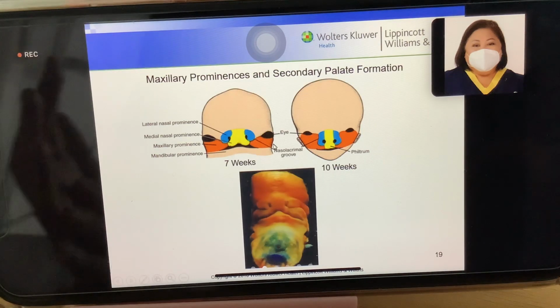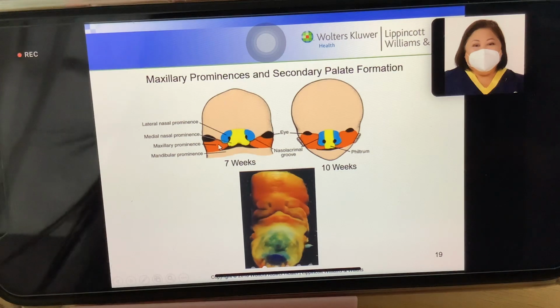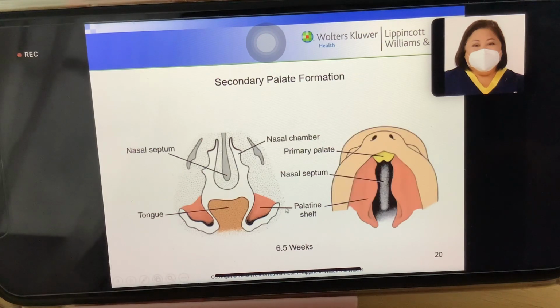Okay, so here we have the maxillary prominences and the secondary palate formation. In addition to forming the maxilla by fusion of the medial nasal prominences, the maxillary prominences extend into the oral cavity and will form the secondary palate, behind the primary palate. On our next slide, you can see the formation of the secondary palate and the palatal shelves. The palatal shelves form from the maxillary prominences, extend into the oral cavity, and these shelves assume the vertical position on either side of the tongue.